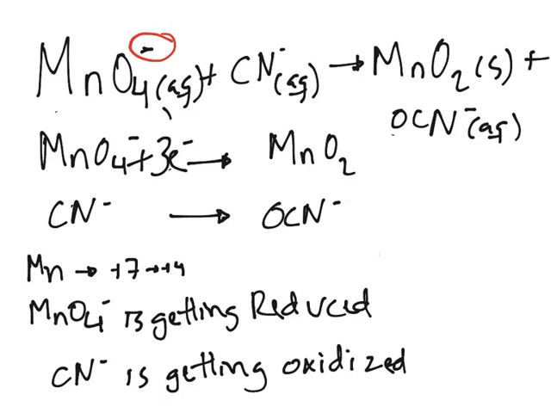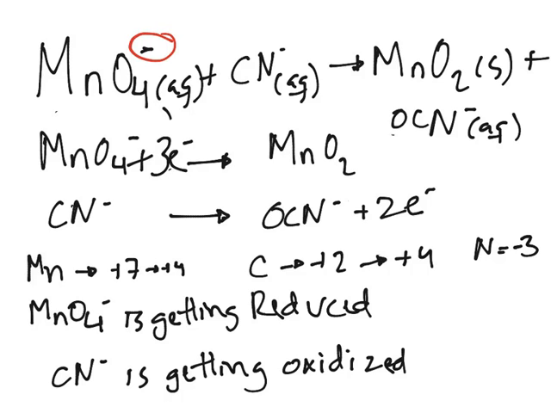The carbon, I forgot to say that, is going from +2 to +4. You can determine that because N is a constant, it's -3, so you can figure out the oxidation number. Cyanide is getting oxidized, so you'll add electrons on the product side, and when it's going from 2 to 4, you simply add 2 electrons. So step 3 is done. Now let's erase this part.